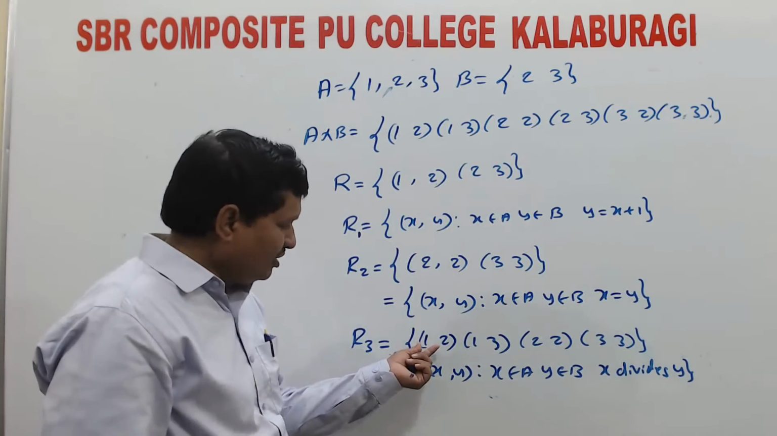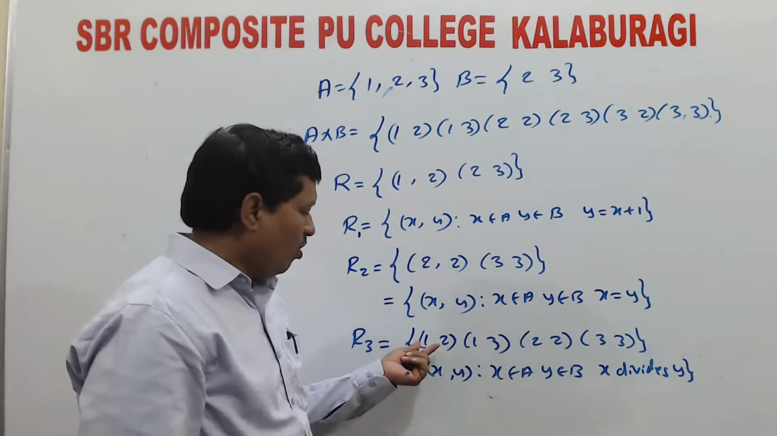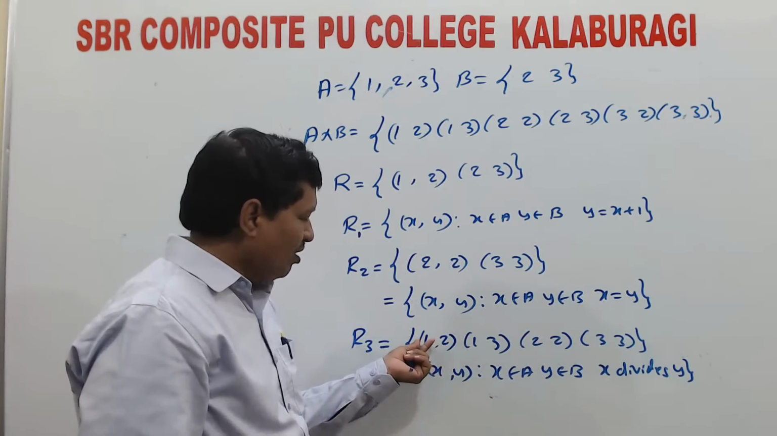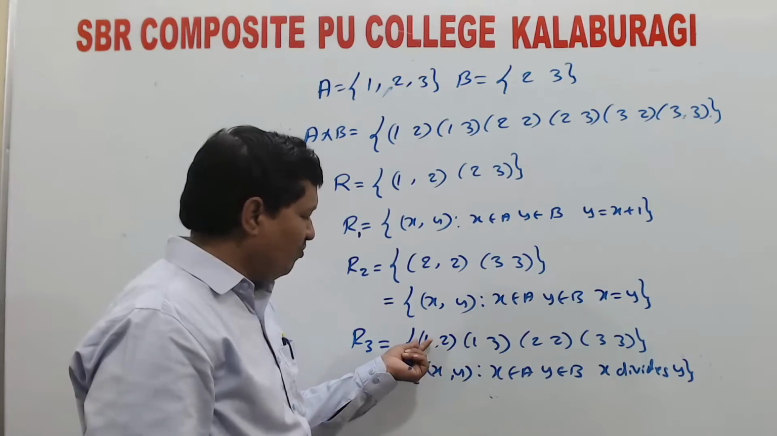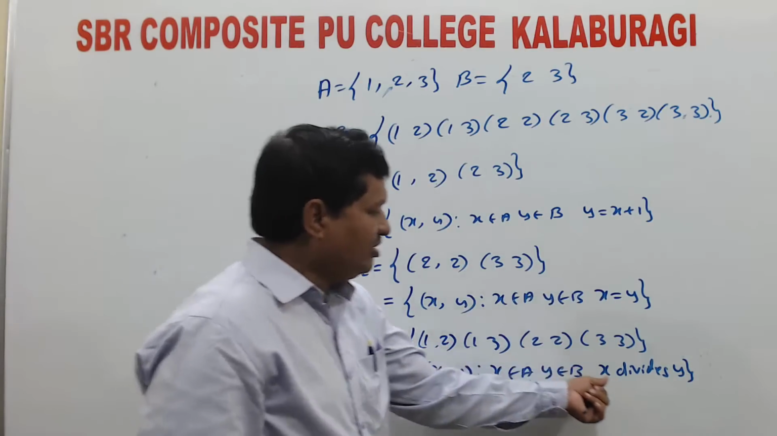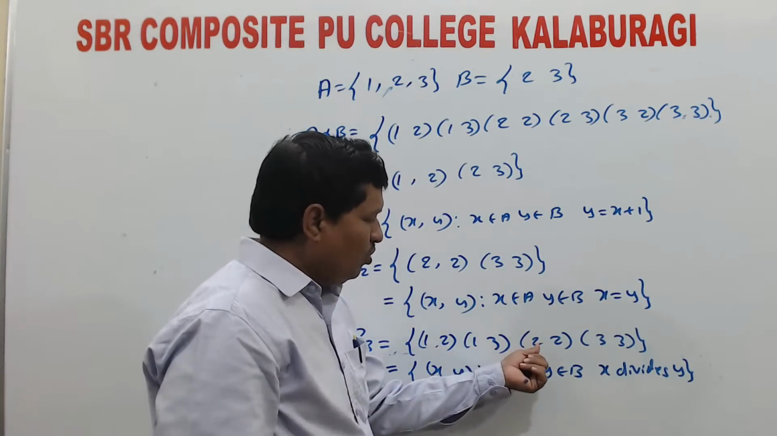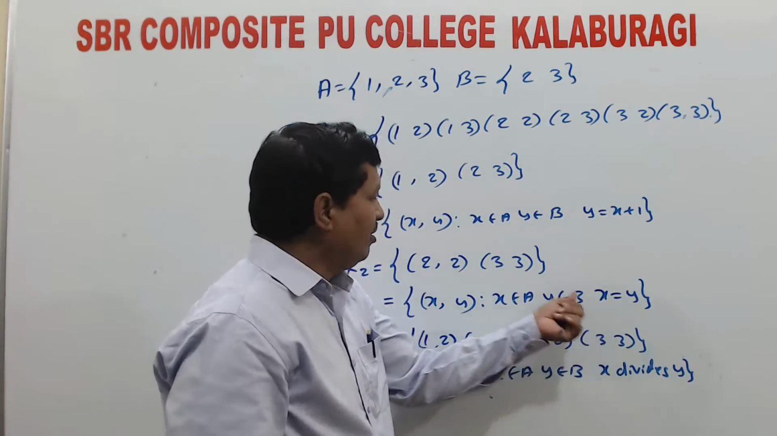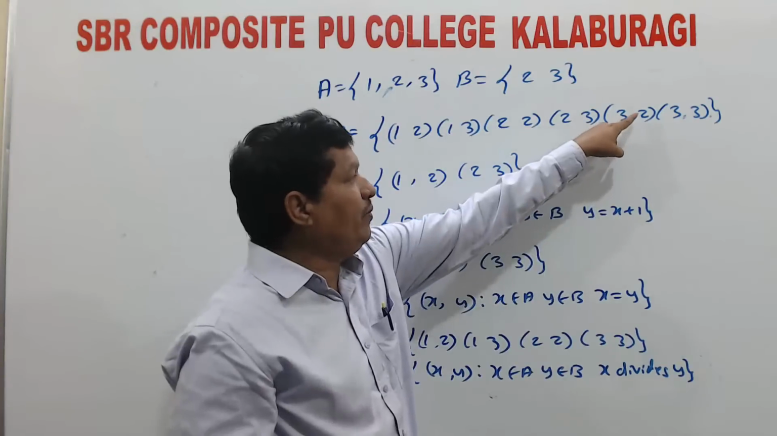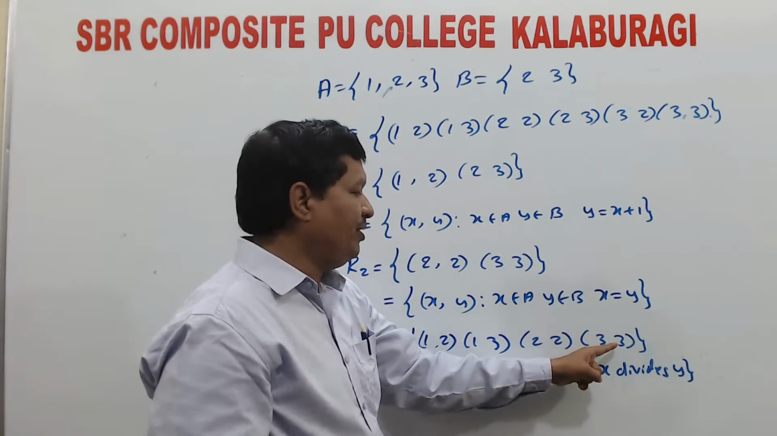It means there is a common relation in all the ordered pairs, between the first element and second element. Here, what is the relation? x divides y. See here, 1 divides 2, 1 divides 3, 2 divides 2, 3 divides 3. But here 2 does not divide 3. That is why I didn't write it here. 3 does not divide 2. That is why you cannot write 3 comma 2. Only these 4 elements you have to write.